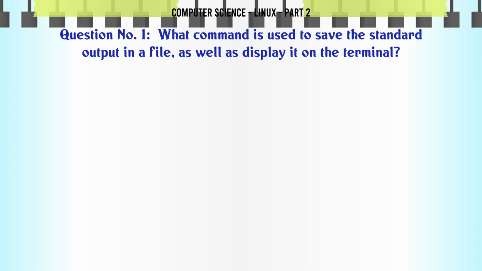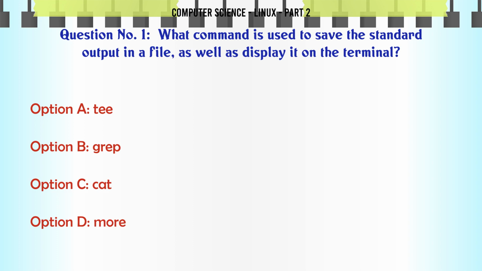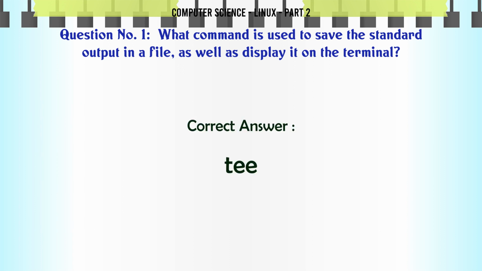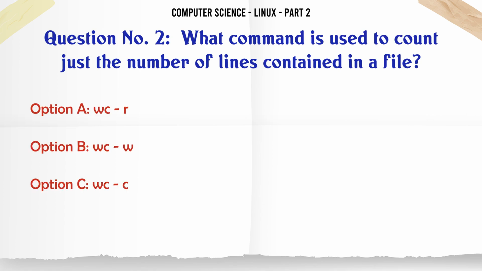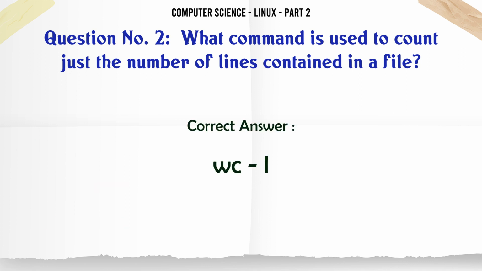What command is used to save the standard output in a file as well as display it on the terminal? A. tee, B. grep, C. cat, D. more. The correct answer is tee. What command is used to count just the number of lines contained in a file? A. wcr, B. wcw, C. wcc, D. wcl. The correct answer is wcl.